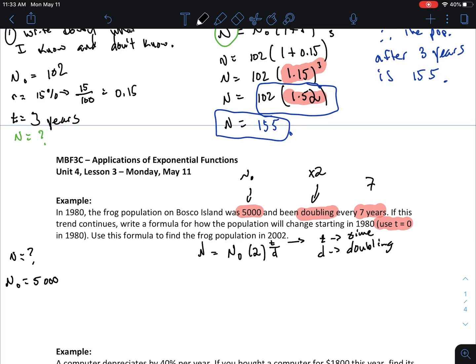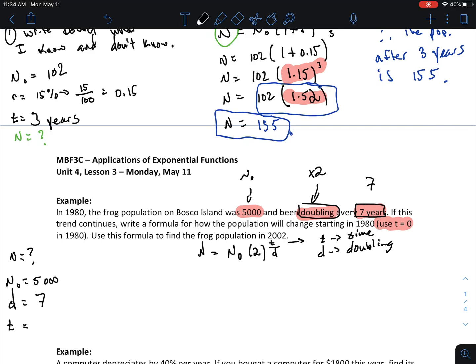Now, our job is to fill in the information. I know the doubling factor is going to be 7, but my job is to figure out where to put it. So I see doubling every 7 years. So let's say 7 years pass by, the new population is going to be 5,000 times 2, which would be 10,000, right? So the d value, doubling, is 7.